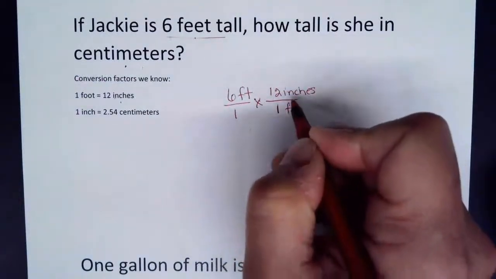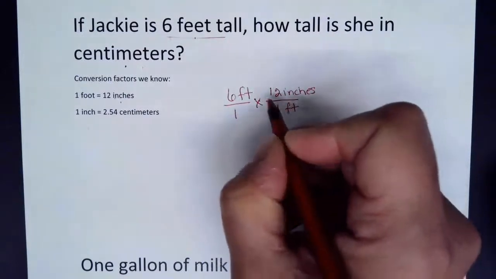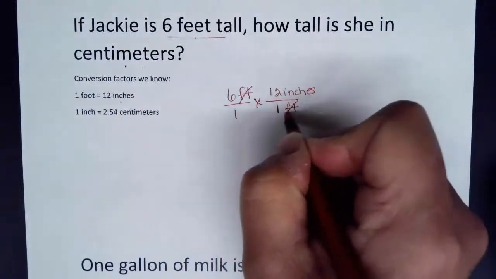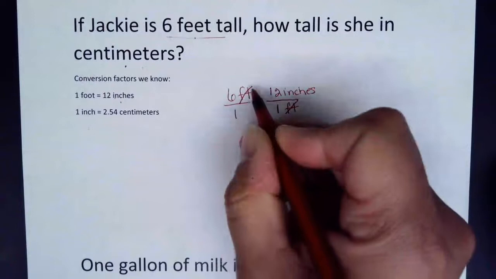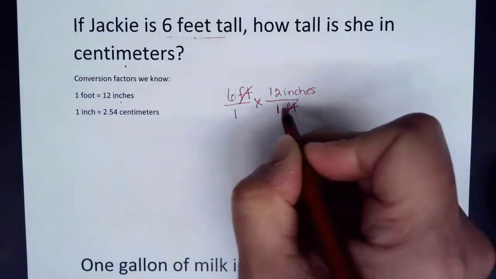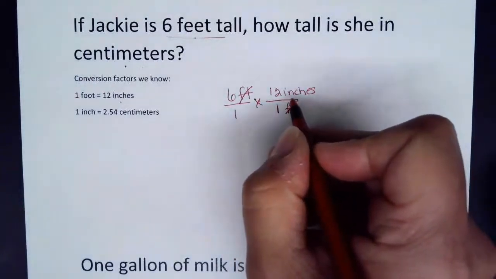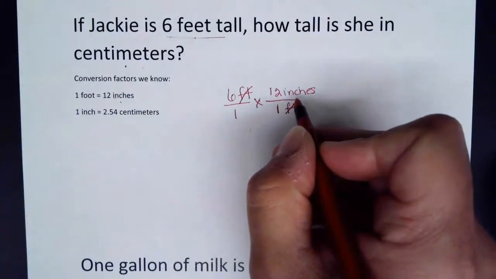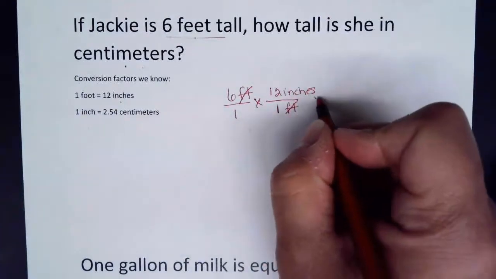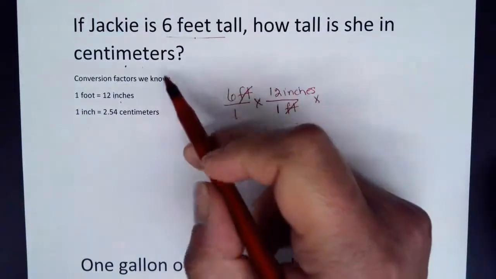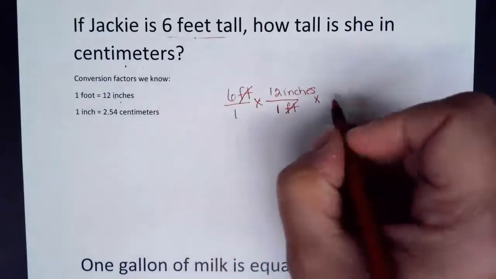This 1 foot equals 12 inches. So we would then cancel out the units from top to bottom. And if we stopped right here, the unit that's left over is inches. But we don't want inches, we want centimeters. So we have to go one more step.